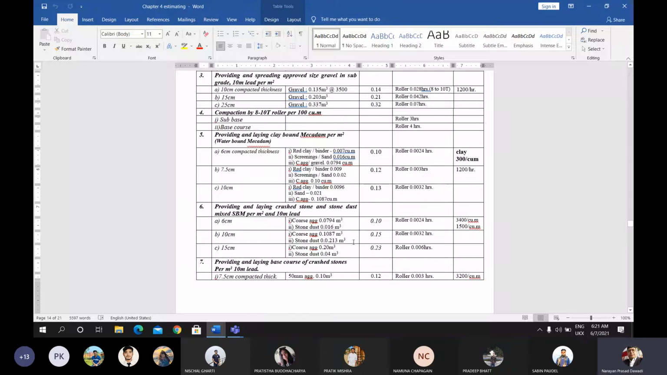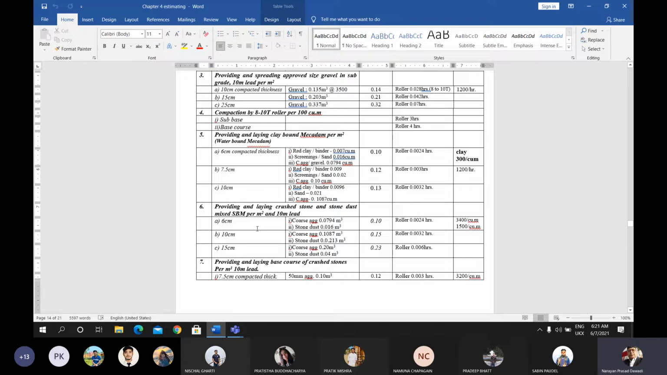The water is also used here, but this is called stone bound macadam. This thickness may be 6 centimeter, 10 centimeter, and 15 centimeter. Then the stone bound macadam is provided for the base course or sub base course of the pitch road surface. That's why 6 centimeter, 10 centimeter, or 15 centimeter thickness is provided for stone bound macadam.